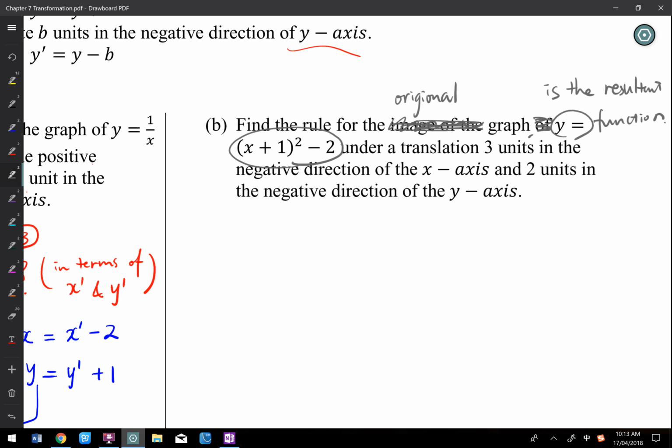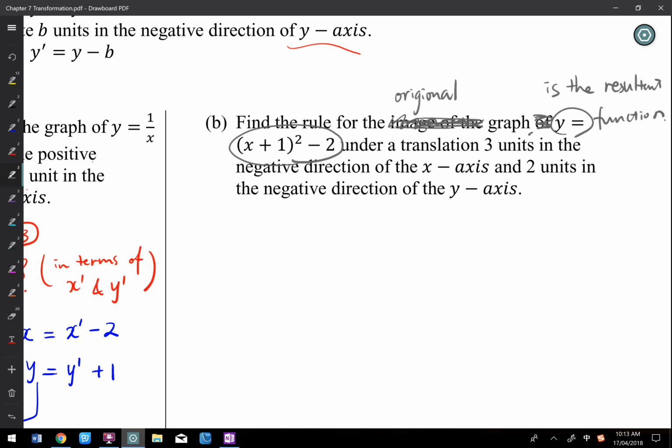I know what I end up with. The resultant function is y equals (x plus 1) squared minus 2, and then the transformation we apply to y equals f(x) is this. So I want you to find the original graph. That's how the question has been changed.